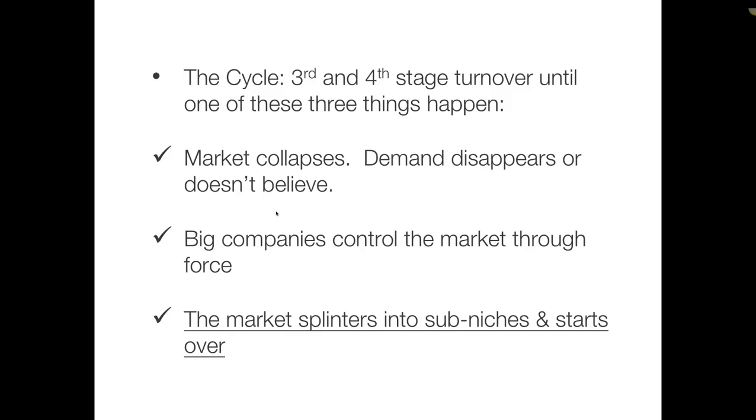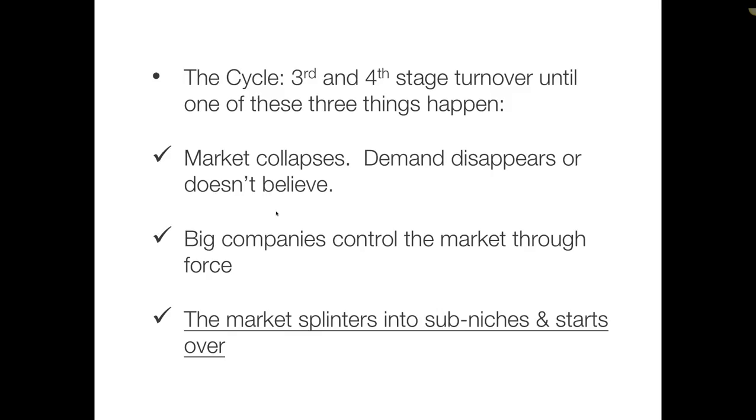So the third thing that can happen in this third and fourth stage cycle is that the market splinters into sub-niches and starts over. So let's talk about the weight loss market real quick. When the weight loss market first started, let's say it was sexier to look thinner than the average person typically looks. Therefore, the weight loss demand is there. Once the market has gone through these stages of sophistication, as in the first stage is lose weight, the second stage is lose weight faster, the third stage is lose weight without going hungry, and the fourth stage is lose weight without going hungry faster.